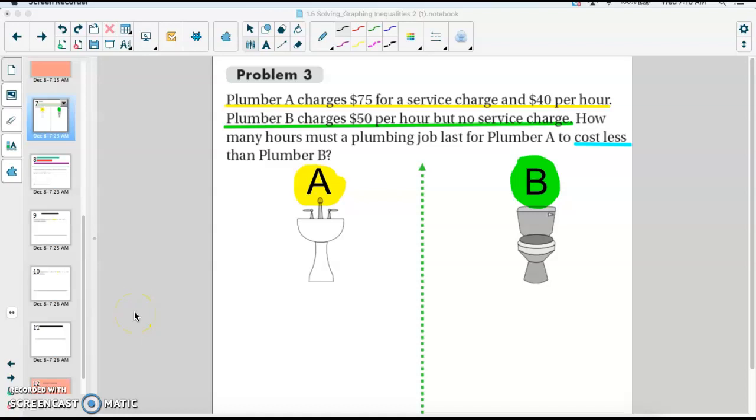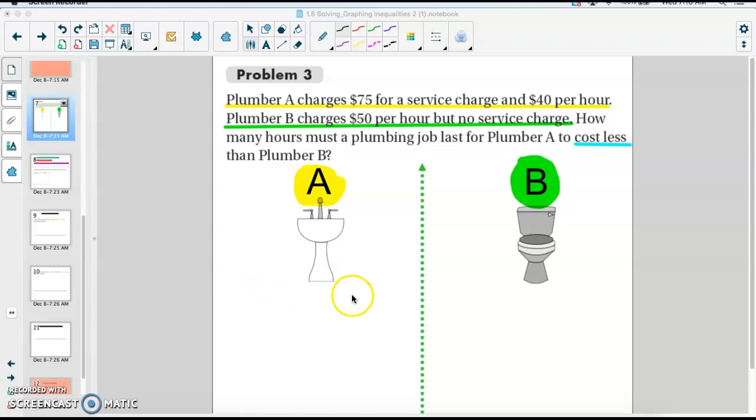All right, welcome back to part two. So plumber A charges $75 for a service charge and $40 per hour. Plumber B charges $50 per hour, but there's no service charge. So he charges a little bit more per hour, but there's no upfront service charge. How many hours must a plumbing job last for plumber A to cost less than plumber B?